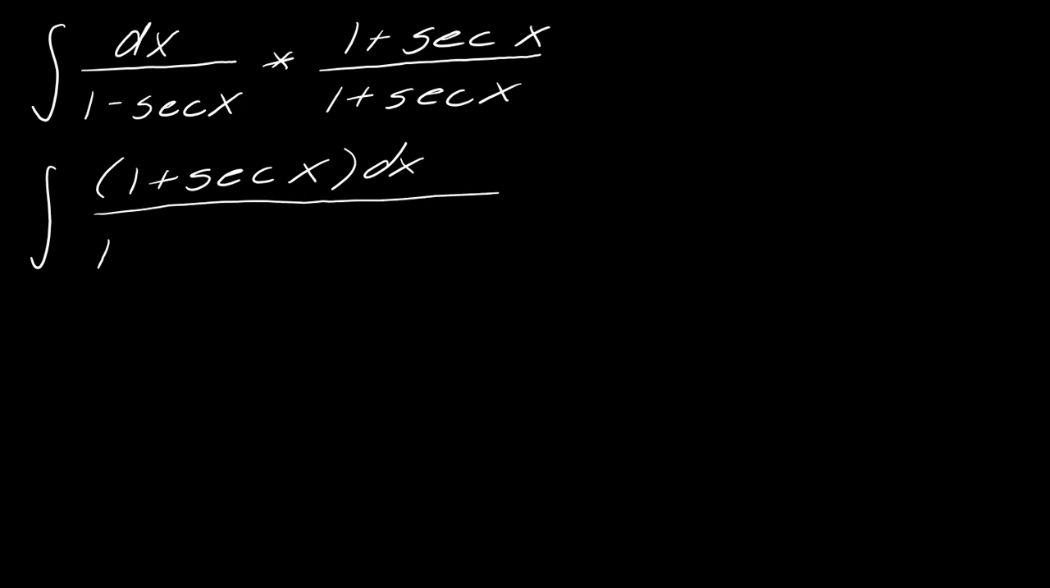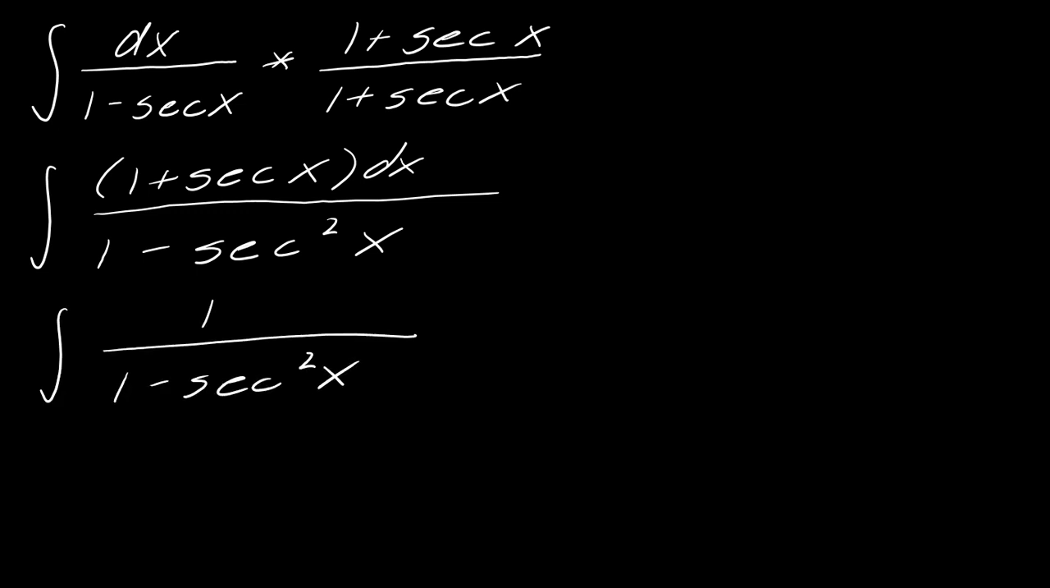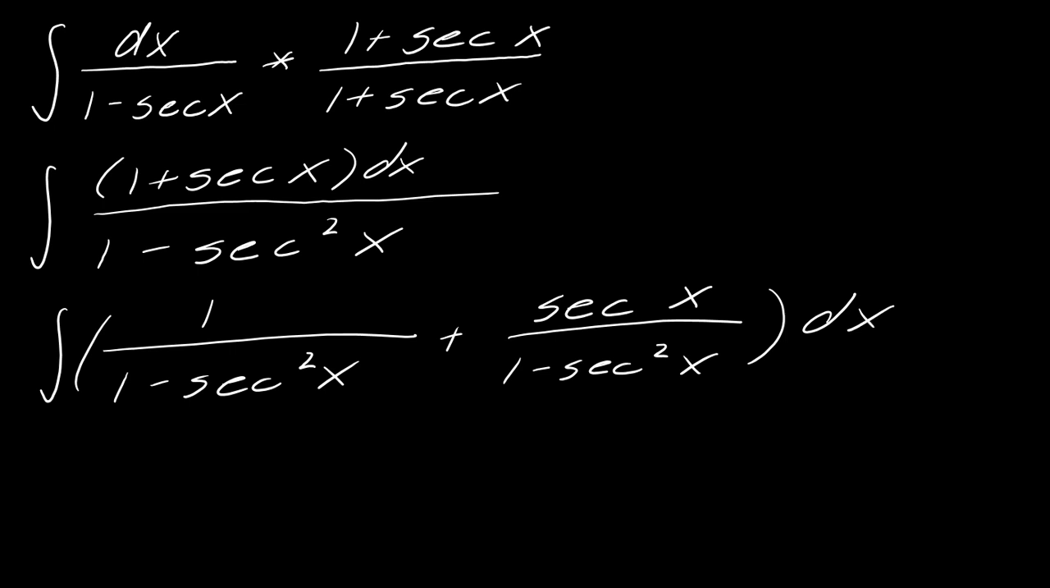So now if I go ahead and FOIL everything, this is going to give me 1 minus secant squared x in the denominator. So what I notice I could do is separate this into two separate fractions. So this will become 1 over 1 minus secant squared x, and this will be secant x over 1 minus secant squared x. And what else do you notice that we could do? Well, the other thing that I know is that 1 minus secant squared x is somewhat related to a particular identity.